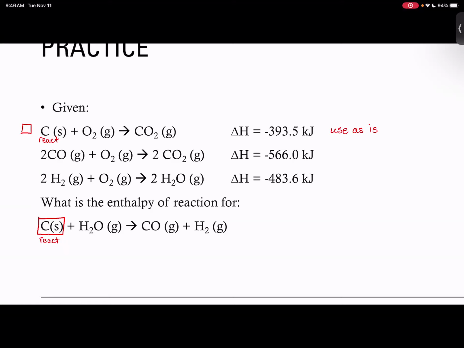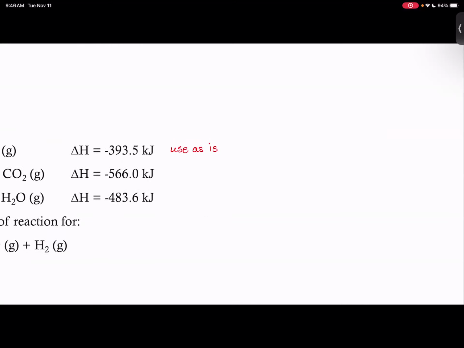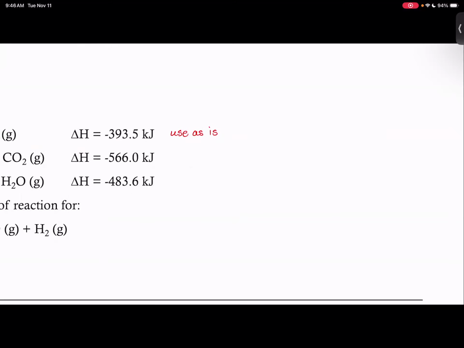I'm going to have to flip back and forth, so I apologize. So carbon solid plus oxygen gas goes to carbon dioxide gas. Well, maybe I won't.